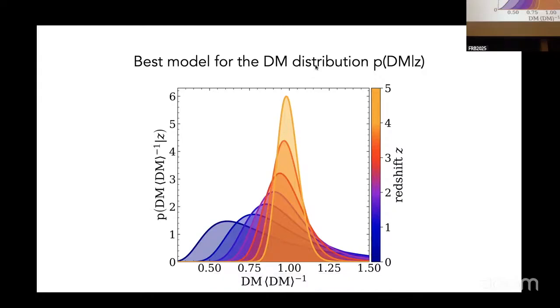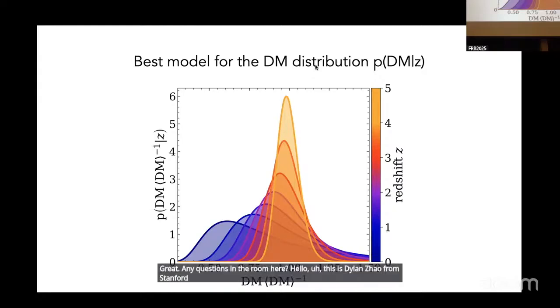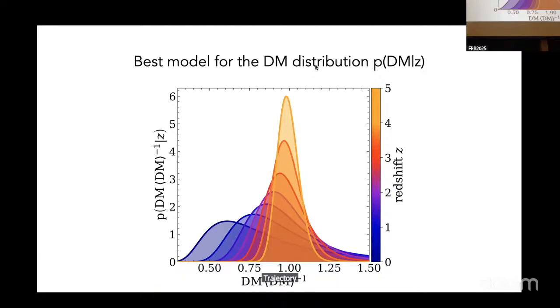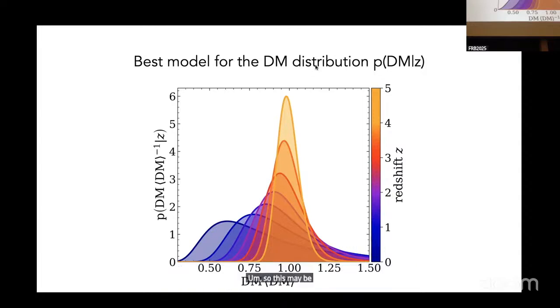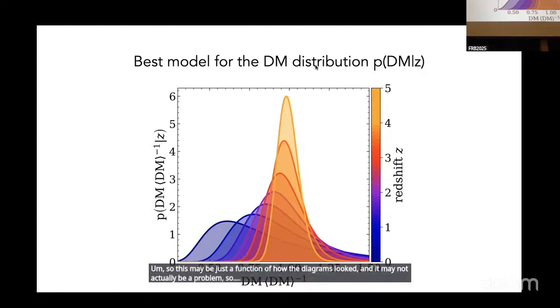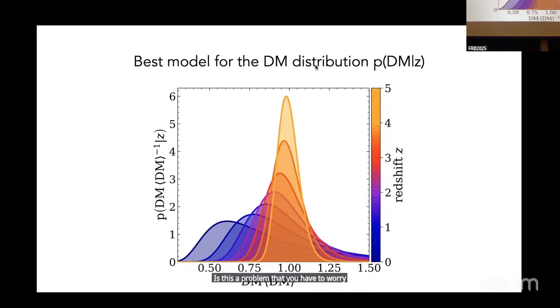Hello, this is Dylan Zhao from Stanford. Just looking at some of your diagrams by eye, even using this sort of tilted ray tracing trajectory through the repeated boxes, it kind of looked by eye that you would still, for the larger scale structures, be overcounting these and hitting them more than once. So this may be just a function of how the diagrams looked, and it may not actually be a problem. So is this a problem that you have to worry about, and how do you deal with that?